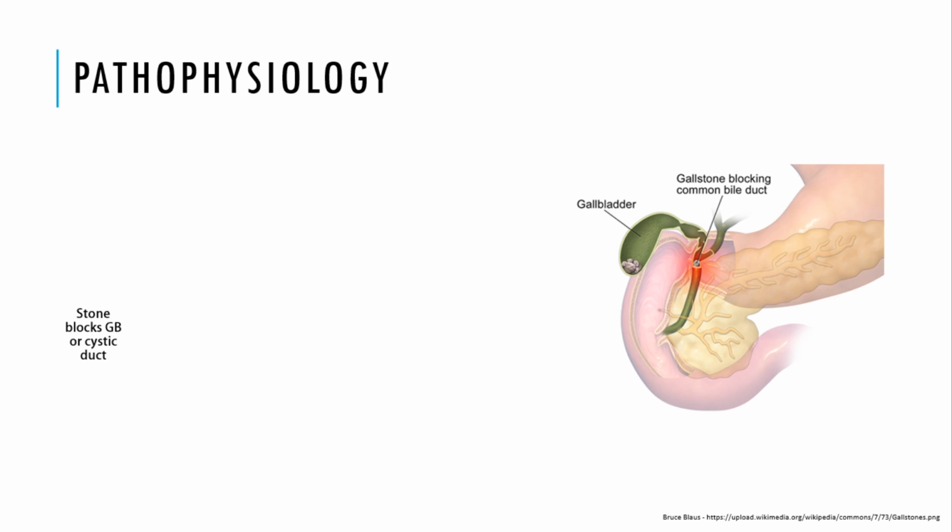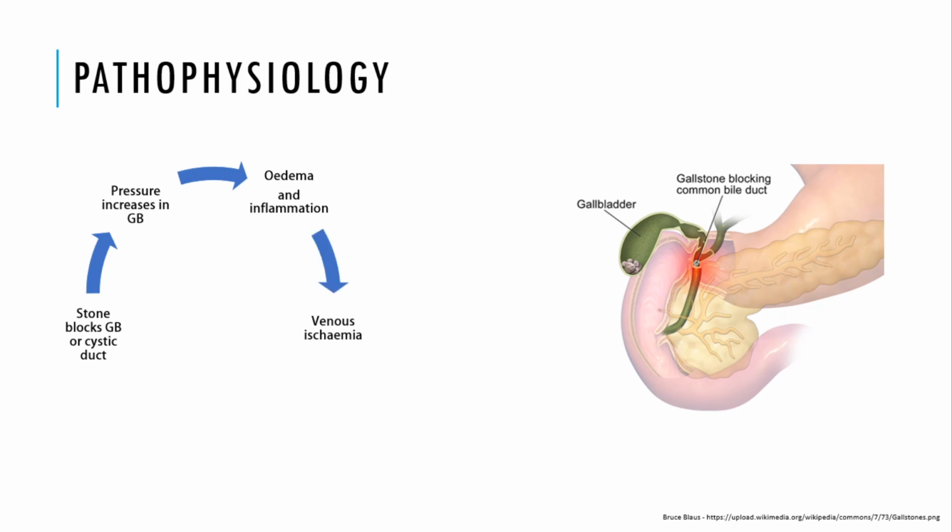We have a stone that blocks either the outflow of the gallbladder or the cystic duct. You have an increase in the pressure within the gallbladder, which causes edema and inflammation around the gallbladder wall. If the blockage remains, you can have venous ischemia and eventually empyema, which is pus within the gallbladder, and ischemia and necrosis of the gallbladder wall that can lead to perforation and, as we previously discussed, to fistulas with either the common bile duct or the bowel.